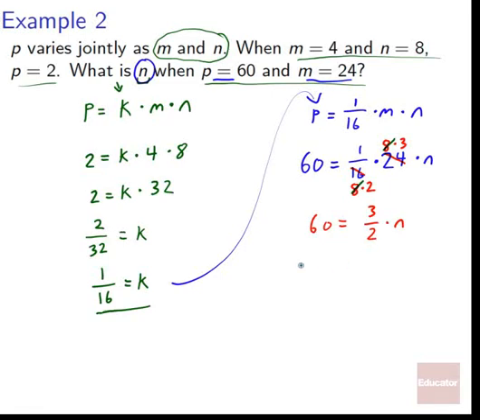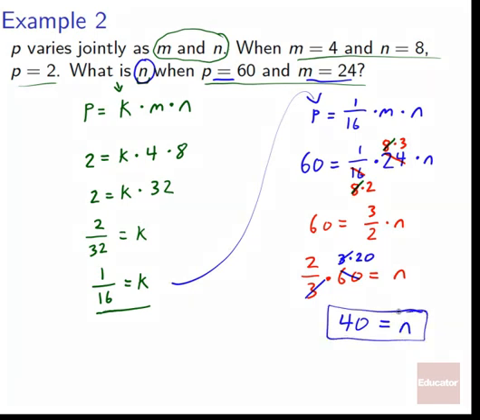We can now multiply both sides by 2/3. 2/3 times 60 equals N. So now that cancels out the fraction on the right side. We can break down 60 into 3 times 20. 3's cancel out, and we've got 2 times 20, which is 40, equals N. So there's our answer. When P is 60 and M is 24, N has to be 40.